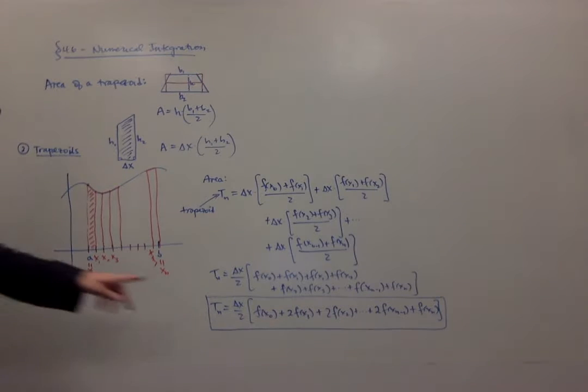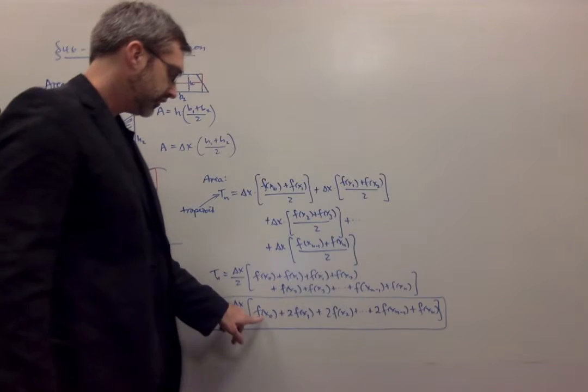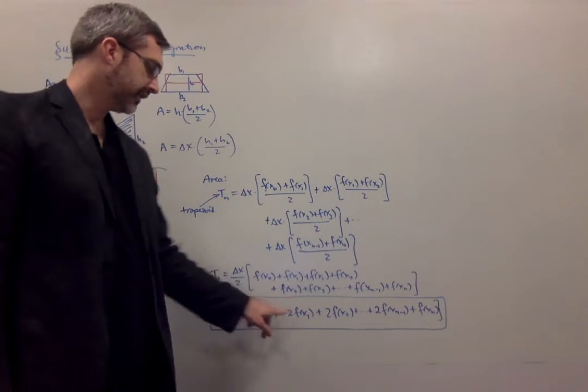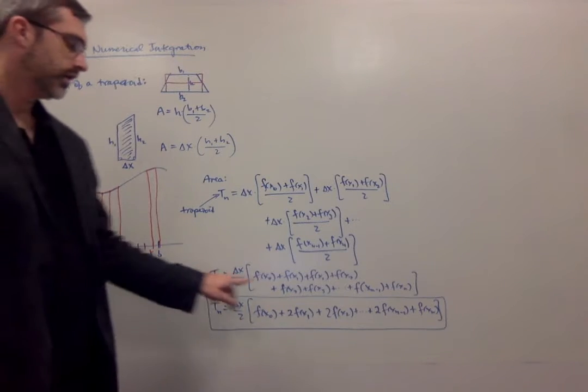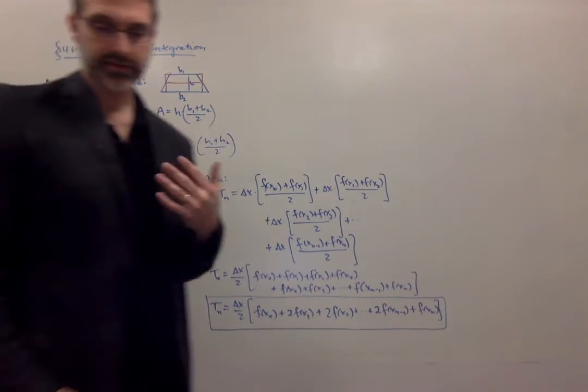So what you do is you take the width over 2, then you take one copy of f of x0, two copies of f of x1, two copies of f of x2, et cetera, et cetera, et cetera.